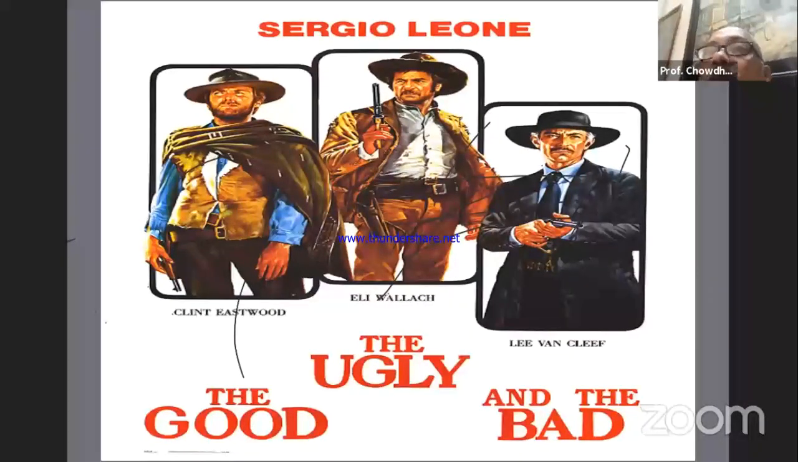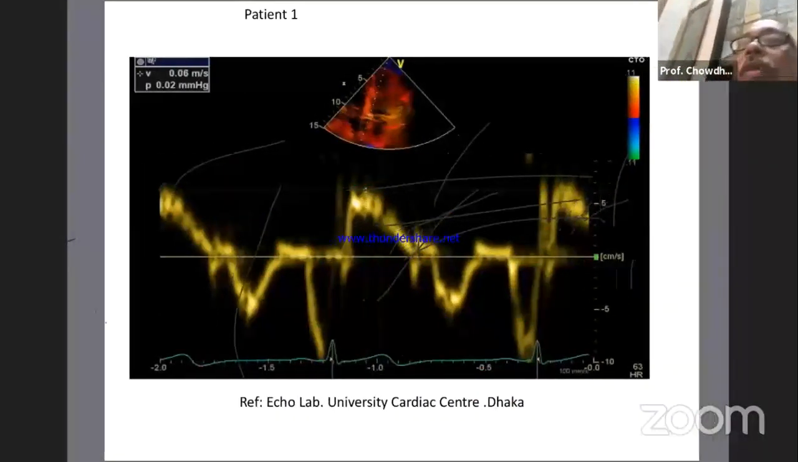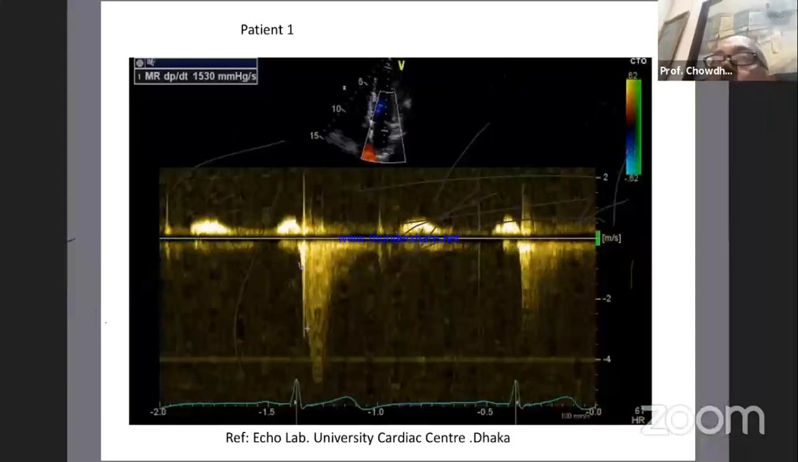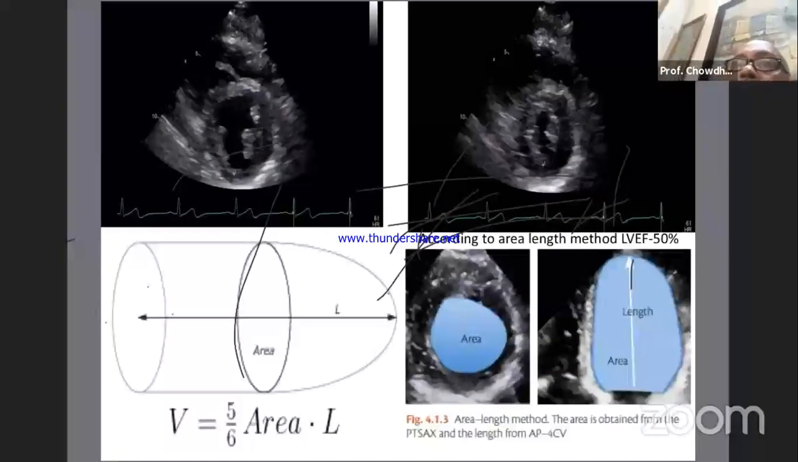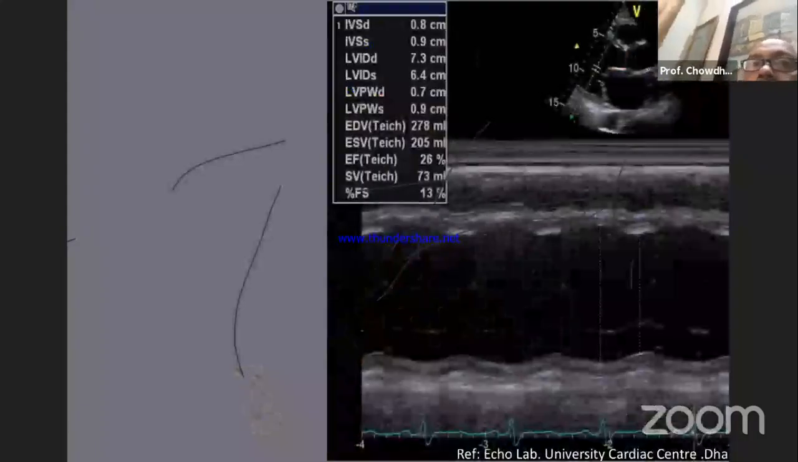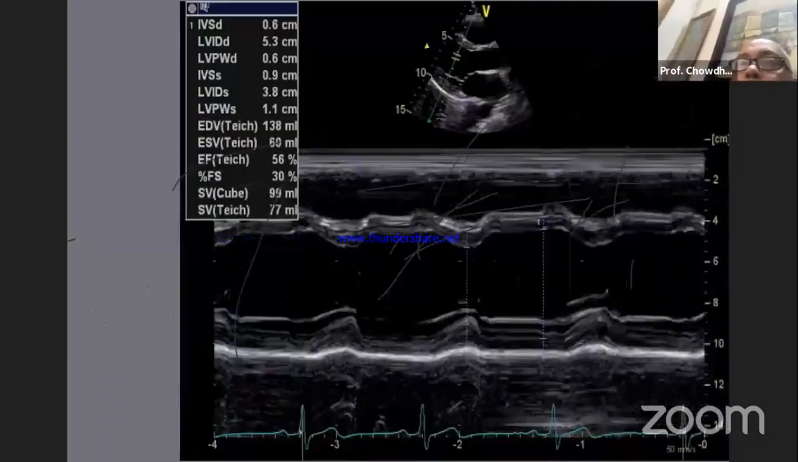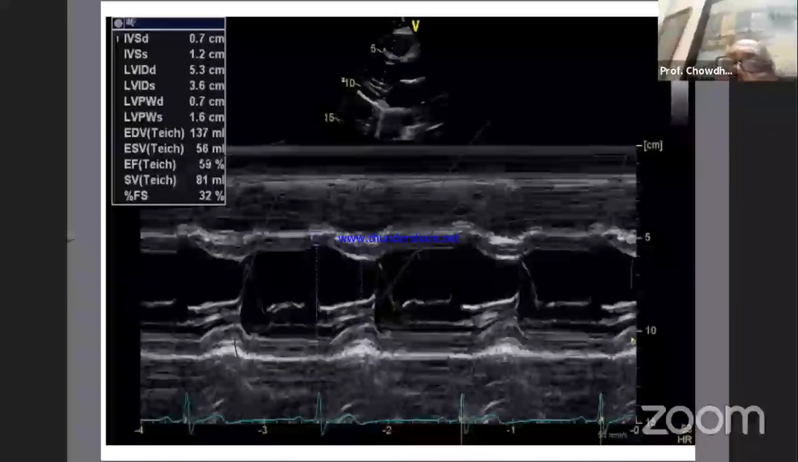And finally, the gold standard for left ventricular ejection fraction measurement is 3-dimensional echocardiography, where we obtain a 4-chamber view after switching it to a 3-dimensional mode, and automatically there are pictures of the left ventricle.